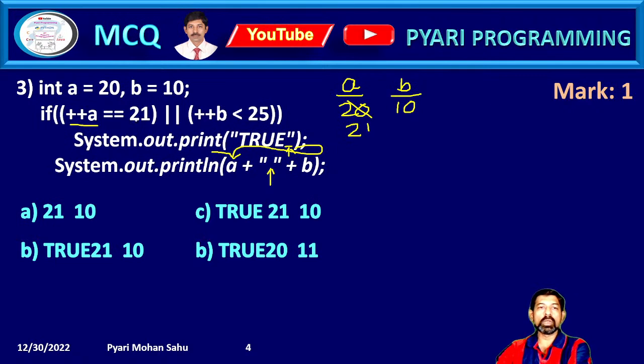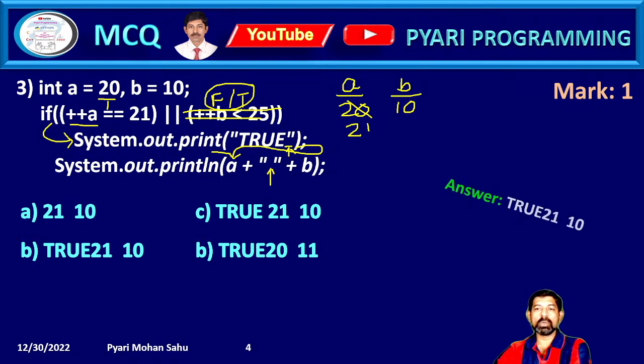Now 21 equals 21. It is true. Now as I said, if either of the conditions is true, the result is true. So whether it will be false or true, the final result will be true. So that's why it is not going to evaluate this one. अब ये evaluate नहीं होगा. So now if it is not evaluated and it is true, that means it will get inside. Now it will display true.